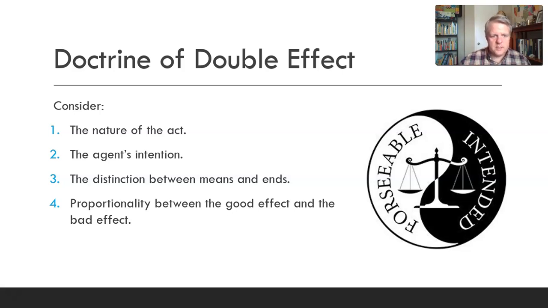We need to consider the distinction between means and ends. So the means are the things that we do to bring about some outcome. The ends are the outcomes themselves. So long as the bad outcome isn't itself, or the harm isn't itself, the intended means to bring about this end, but is rather an unintended consequence of trying to bring about this end, it's acceptable.